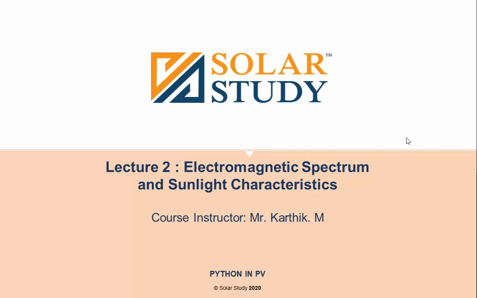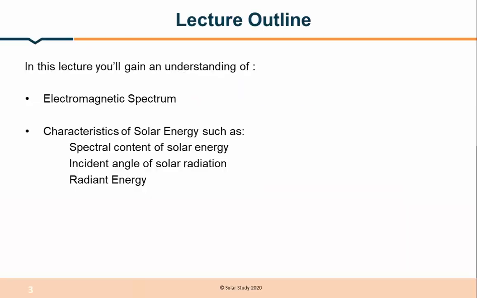Myself Karthikeyan. Welcome to lecture 2. The lecture outline: first, we will go through the electromagnetic spectrum. Next, the characteristics of solar energy. What can the characteristics be, like the spectral content of the solar energy? What is the incident angle of the solar radiation? And what is emitted, that is, the radiant energy? That is all we will see in lecture 2.